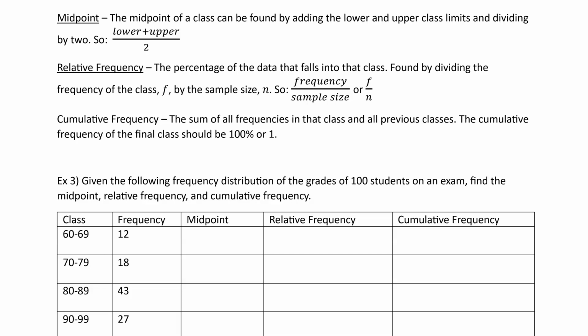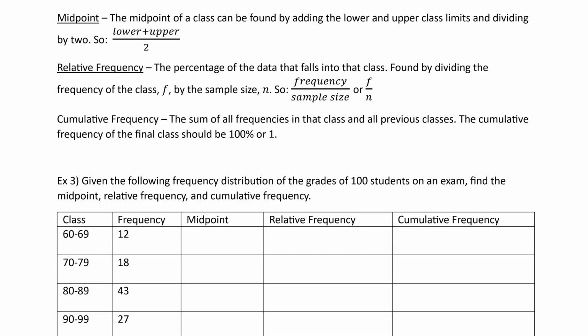Okay. Lastly, the cumulative frequency. That's going to be the sum of all the frequencies in that class and all previous classes that came before it. The cumulative frequency of the final class should be 100% or 1. So that cumulative frequency, think of it kind of like a running total. You're just going to keep a running total as you go, and if you do everything right, it should end up being 100% or 1.